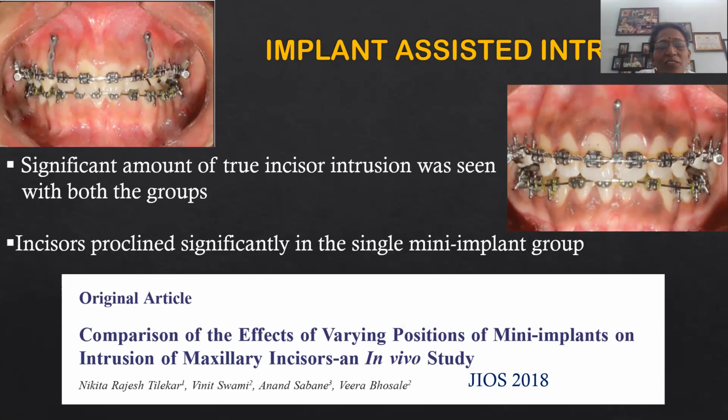Our student is there, Dr. Veera. So they have compared the effects of these two different positions, and they found that there is an intrusion in both the positions, when you place a microimplant between the central incisors or when you place it bilaterally between the lateral incisor and the canine. But there is more proclination of the incisors when you place it in the midline between the two central incisors as compared to when you place it bilaterally between the lateral incisor and the canine.